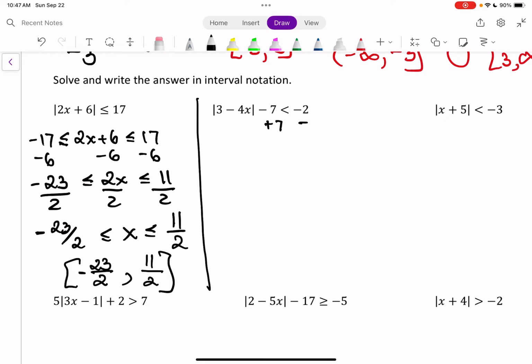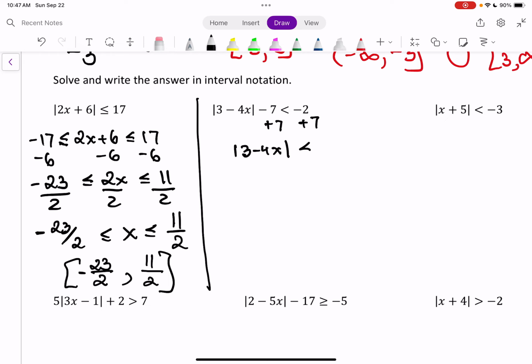Here it is. Before we even translate our absolute value inequality, we must isolate the absolute value first. So I have to add the 7 over. All right, and now what does it mean to be less than 5 units away from 0? It means to be less than 5, but greater than negative 5. So in between negative 5 and 5.